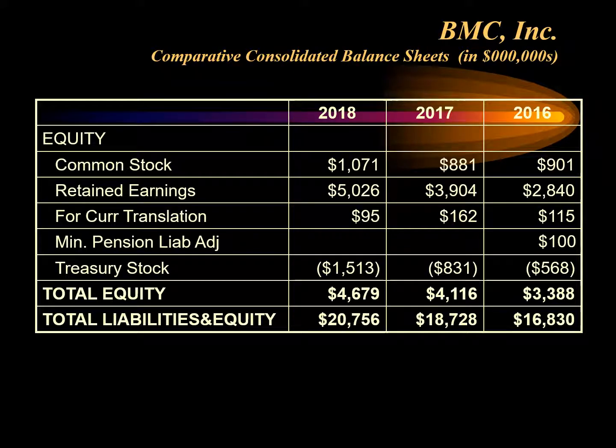So when you sum up all the equity accounts, you get total equity. And when you take total equity plus total liabilities, you get the amounts that you see there at the bottom. For 2018, $20,756,000,000, which happens to equal total assets, which also came to $20,756,000,000, which is why we call it the balance sheet. Assets have to equal liabilities plus equity.